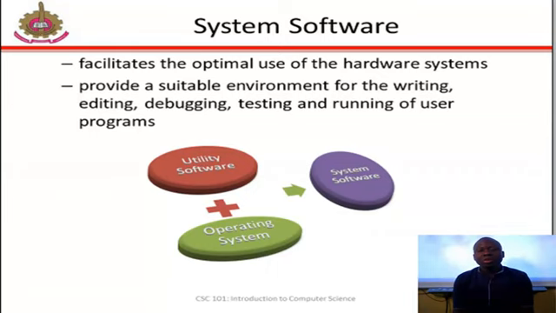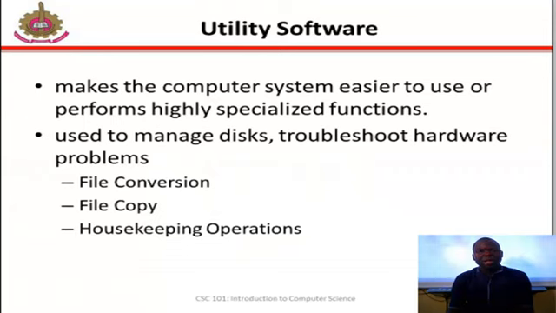Now, system software can be further divided into utility software and operating system. Now, let's look at utility software. A utility is a program that makes the computer system easier to use or performs highly specialized functions. Utilities are used to manage disks, troubleshoot hardware, and perform other tasks that the operating system itself may not be able to do.